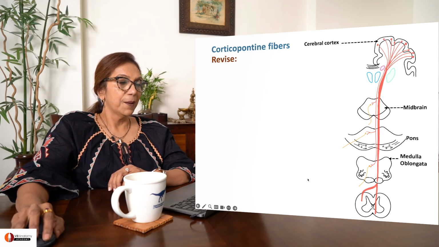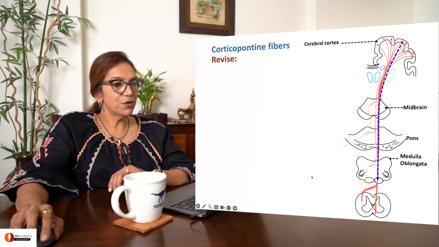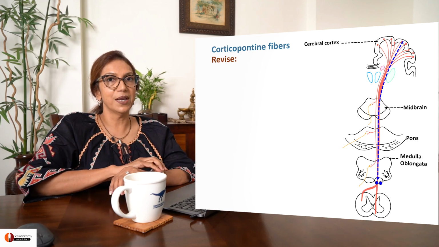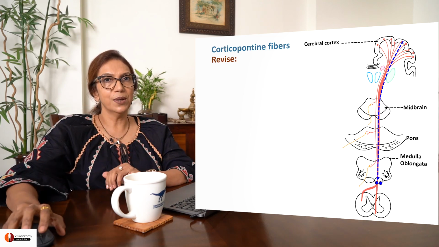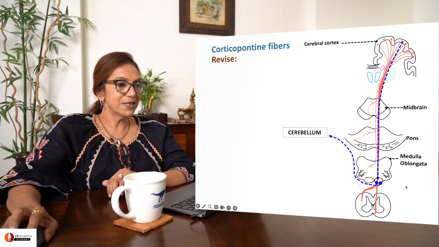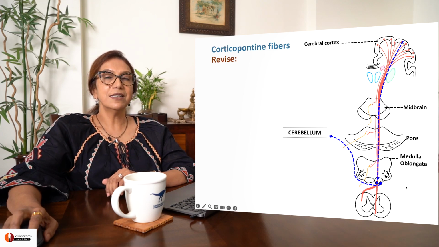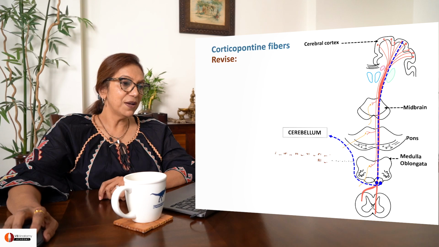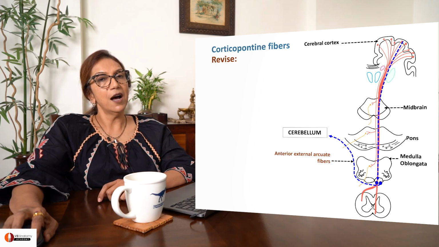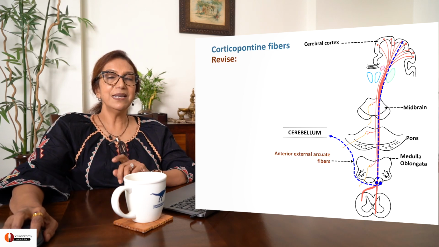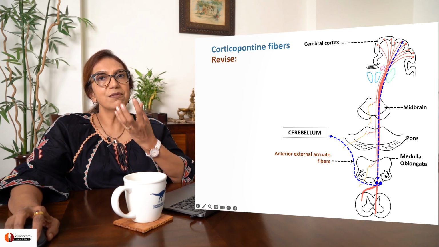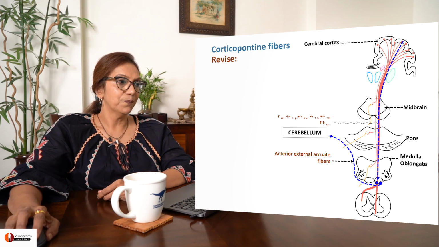Right. Some fibers descend from the cortex into the medulla to stimulate the arcuate nuclei. Remember, we've done arcuate nuclei. When they stimulate arcuate nuclei, these give rise to fibers that cross the midline and relay into the opposite side cerebellum. These fibers are called anterior external arcuate fibers. But these are corticopontine fibers which also contribute to the swelling called the pyramid.